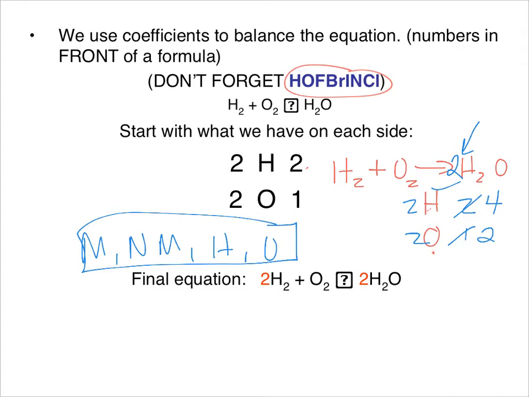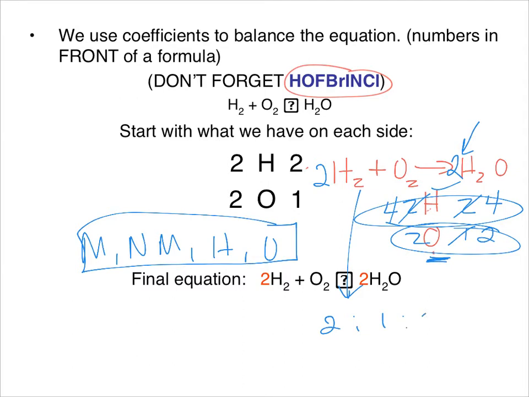So now the oxygens are balanced, but the hydrogens aren't, so we go back to the left-hand side, and we add a 2 in front of the hydrogen, making that a 4. Now we have 4 atoms of hydrogen on each side, and 2 atoms of oxygen on both sides. And what it took to get that to happen was the ratio of 2 to 1 to 2.